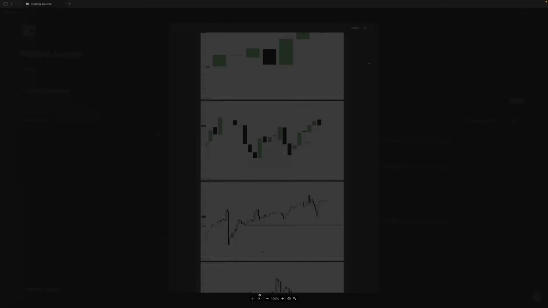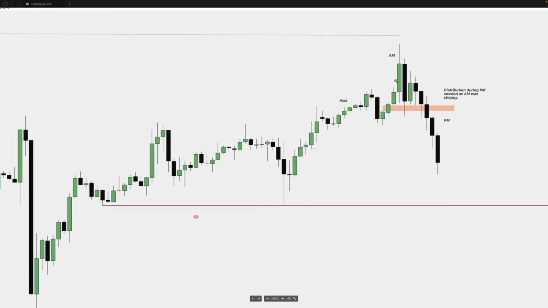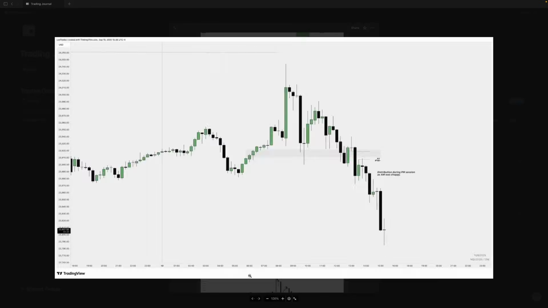So if we skip forward now, distribution during PM session as AM session was choppy. Asia session, AM session very choppy, so PM session can be distribution. You've got equal lows and you've got a gap inside here. All I'm looking for is that next 4-hour candle. That next candle's the one I'm predicting.